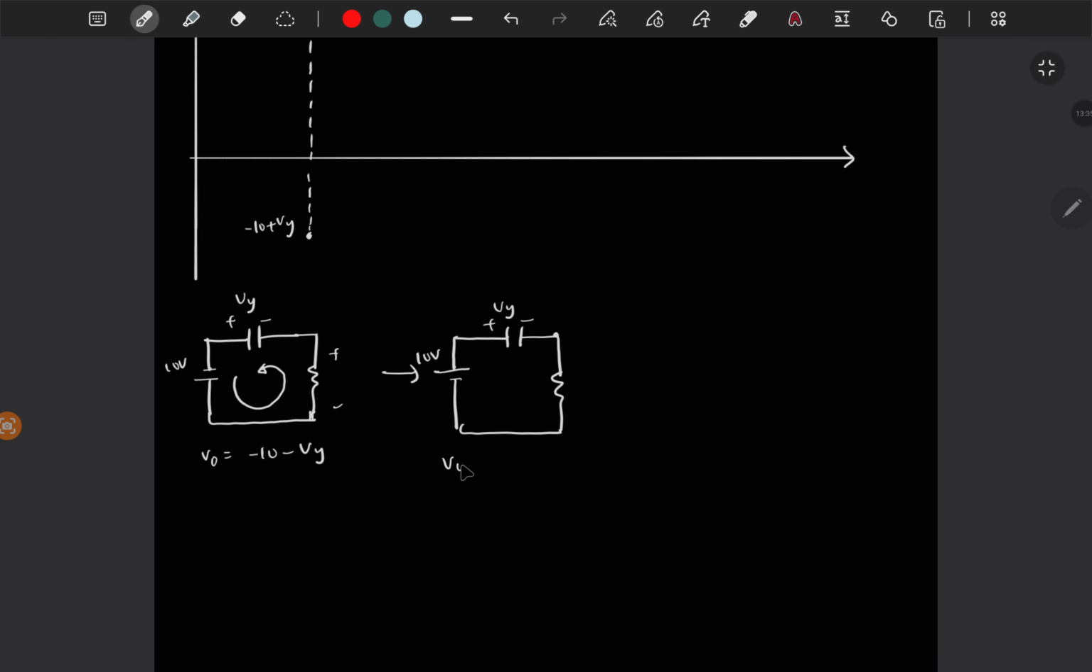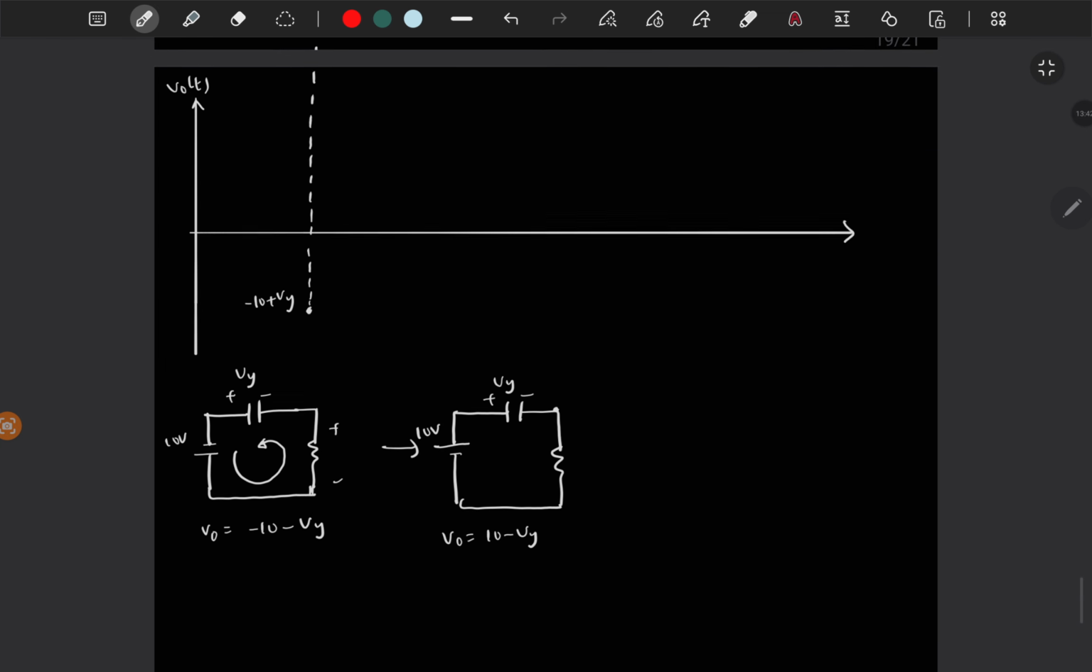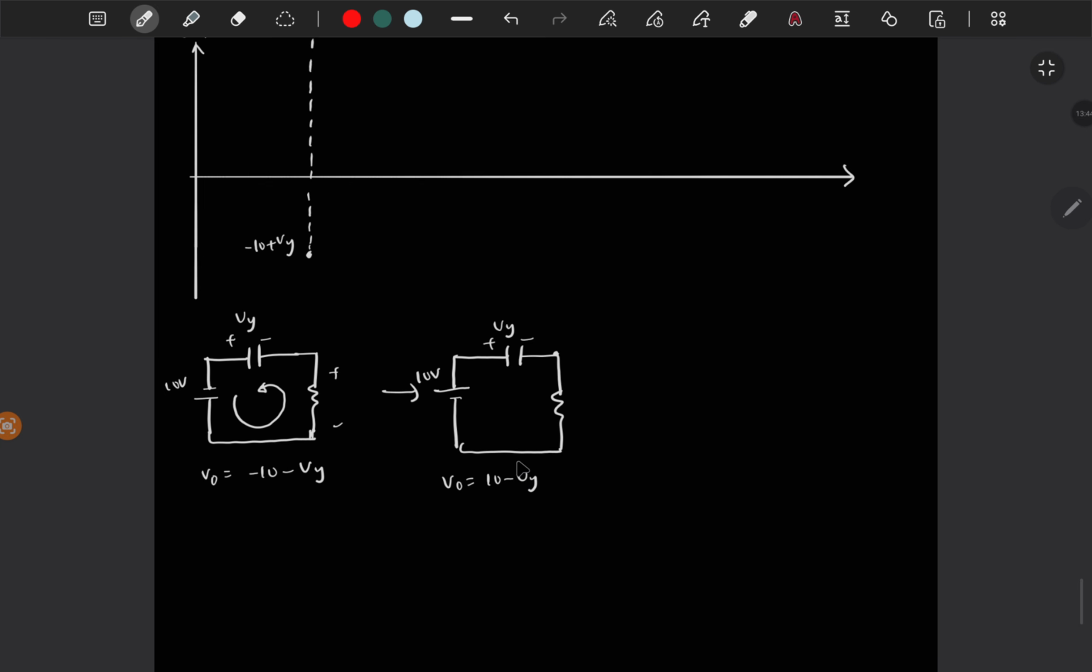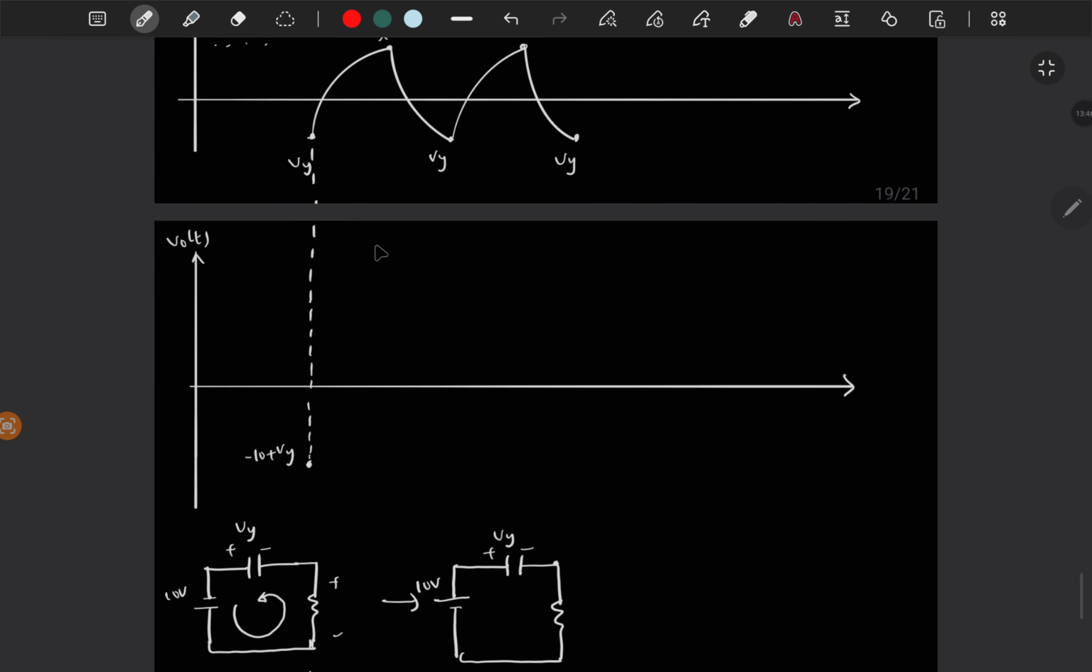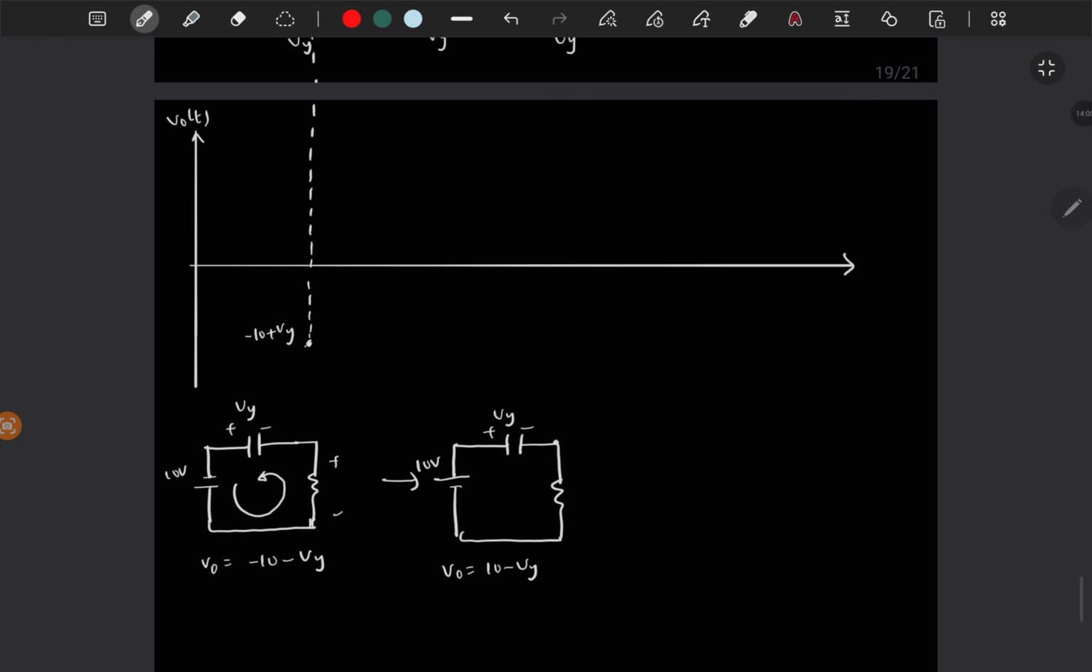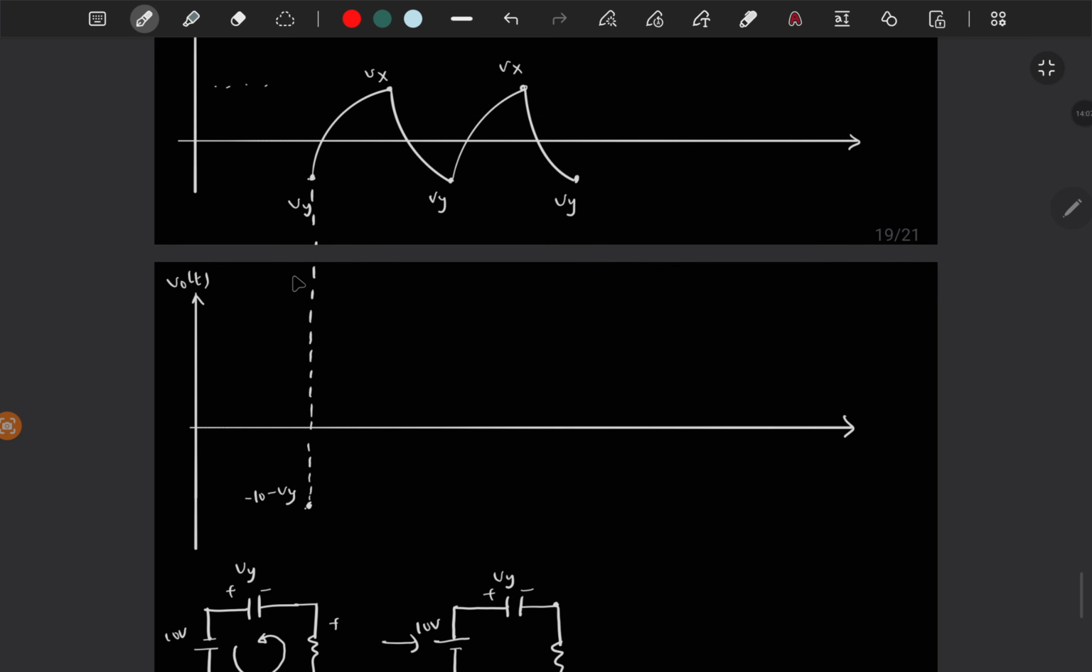So now V0 is 10 minus Vy. So here Vy is negative, so you will get more than 10 volt. So immediately after the input voltage is changed to plus 10 volt, then output voltage across the resistor will go from minus 10 minus Vy to plus 10 minus Vy.